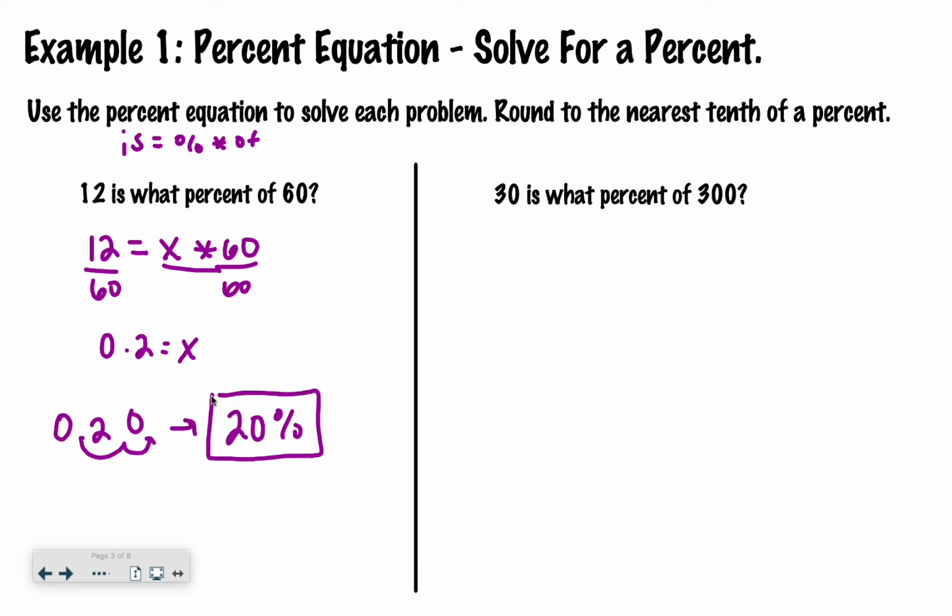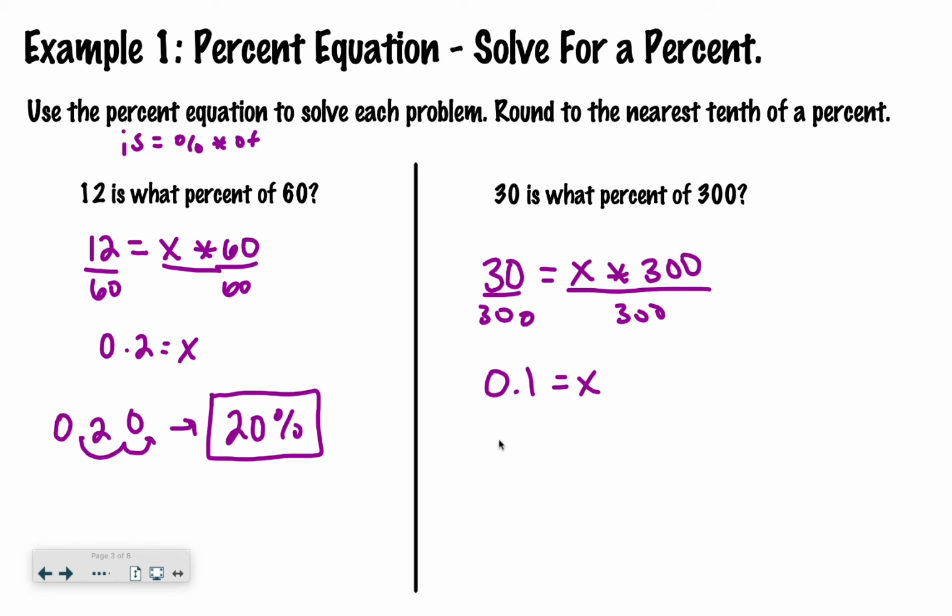And I'm all done. Okay, let's practice another one. 30 is, so I'm going to say 30 equals x times 300. And again, I solve by dividing both sides by the of. So 30 divided by 300 is 0.1. So 0.1 equals x. I'm almost done. I convert 0.1 by moving the decimal point 2. So that becomes 10%.